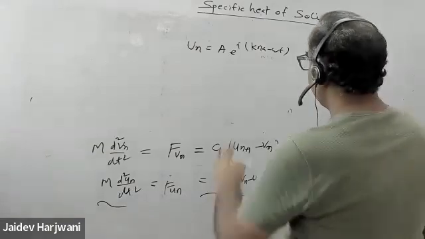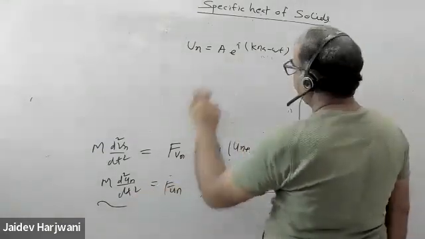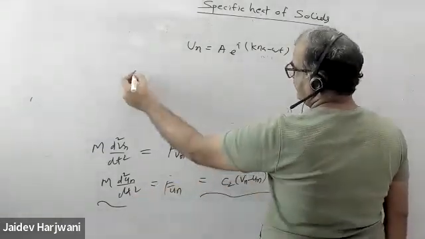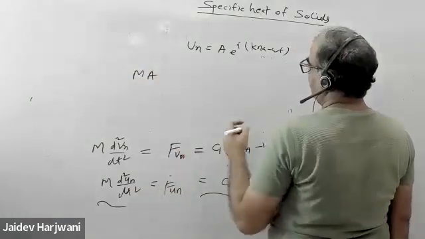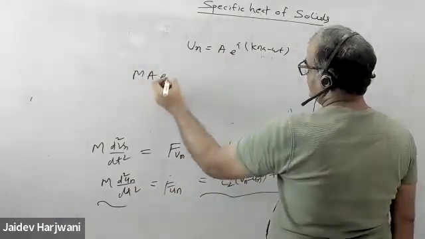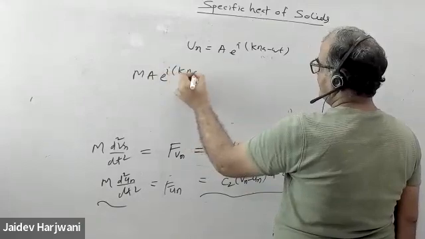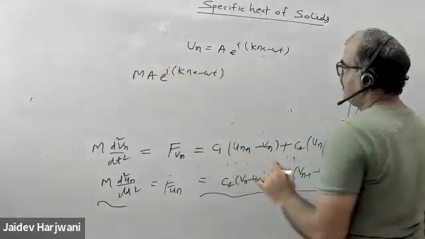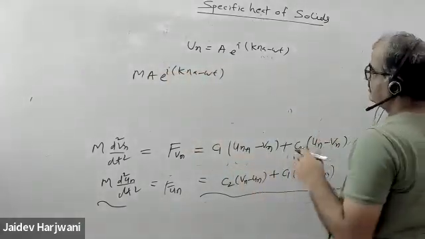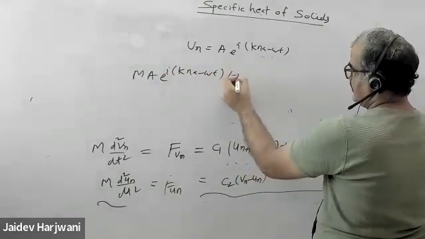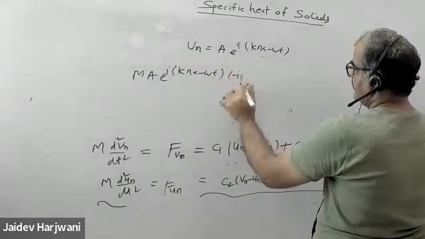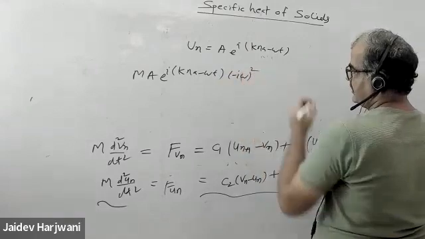So I have u and this one. So I have to differentiate two times. If I differentiate two times, this will become a m, and this expression will come as it is, e^(iκ(na − ωt)). Since I'm doing it two times, I'll get (−iω)², that is minus ω², in this equation.